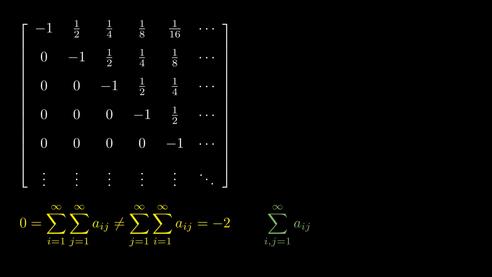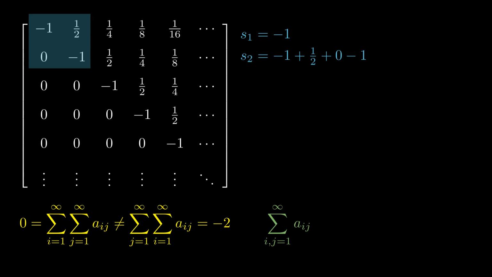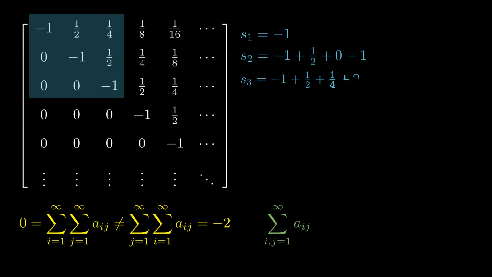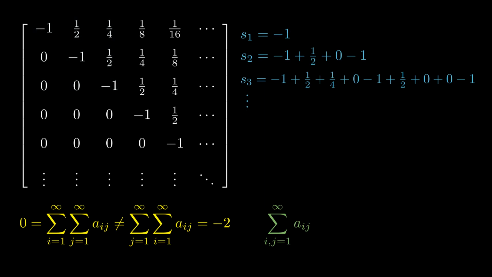We could instead, in a third way, look at partial sums formed by taking squares of increasing size on this matrix. We could define the first partial sum S1 to be the -1 in the upper left, and the second partial sum S2 to be the sum of the 4 entries in the 2 by 2 block in the upper left, -1 plus 1/2 plus 0 plus -1. And we could define S3 to be the sum of the 9 entries in the 3 by 3 upper left block, and continue this way, and then define the total double sum to be the limit of this sequence of partial sums. In general, we could express this by letting Sn equal the double sum over all i and j from 1 to n of Aij.